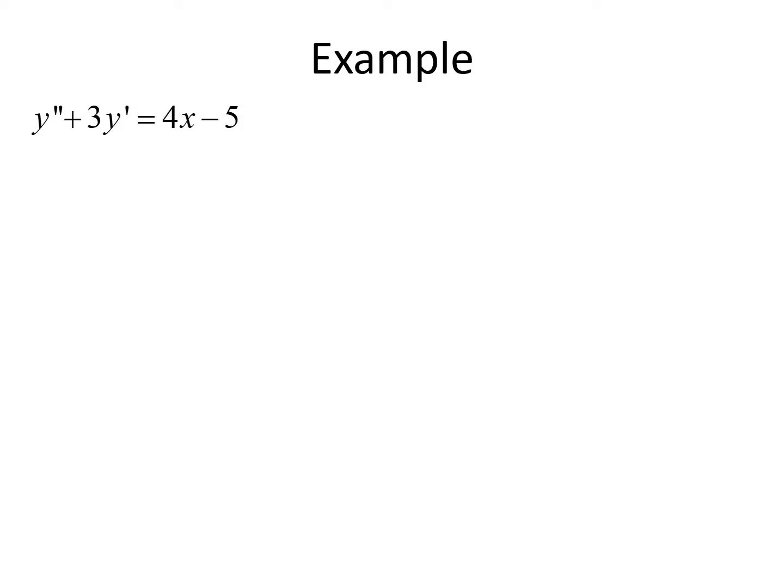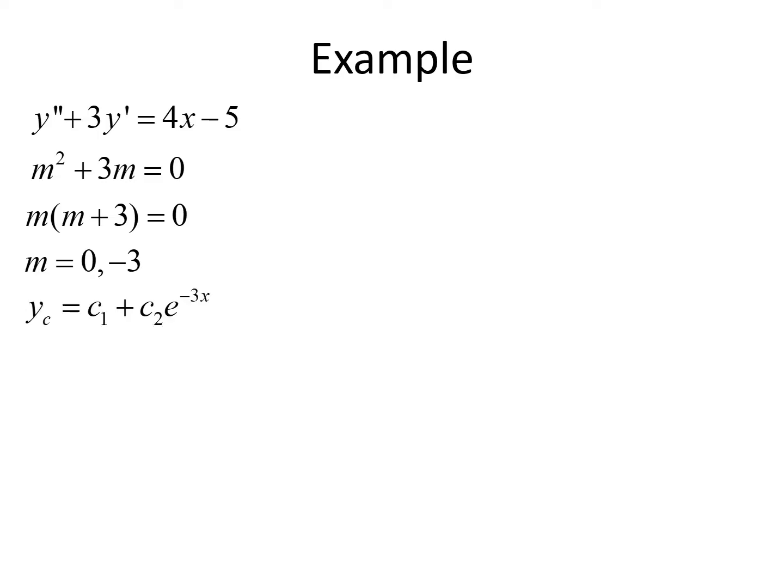So our auxiliary equation here is going to be m squared plus 3m equals 0. If we factor that, we get m times (m plus 3) equals 0. And so m is going to be 0 or negative 3. So that's going to give us a complementary solution, or complementary function, yc equals c1 e to the 0 plus c2 e to the minus 3x. All right, we're going to set that aside for a few moments.